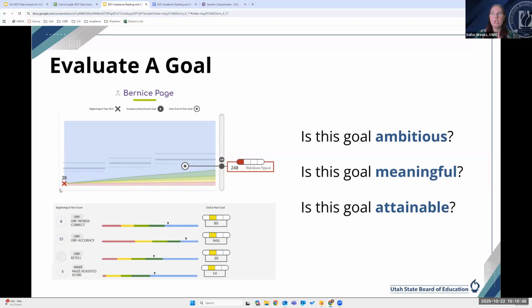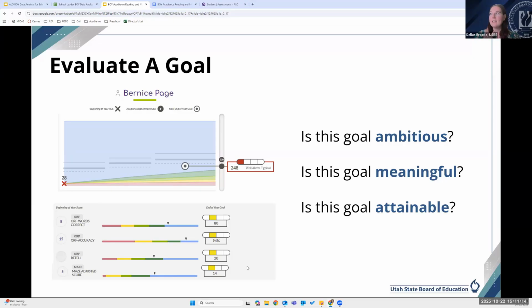So the student is starting red with a red composite score. Here were their beginning of year scores. Some goals have been set for this student. That would put the student at a red still at the end of year, but they would be making well above typical, which if we have a student who starts red, we want them to make well above typical. So let's just kind of analyze this goal.